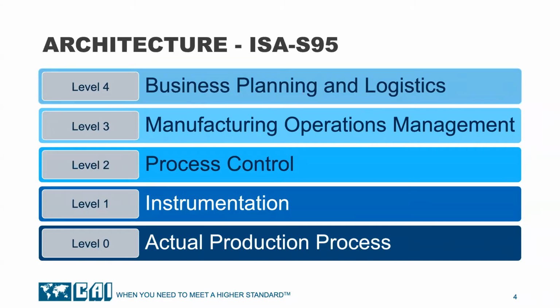ISA S95 has levels. At level 0, we have the actual production process. At level 1, we have the sensors associated with the production process and the manipulation of the production process. At level 2, we have monitoring, supervisory control, and automated control of the production process.